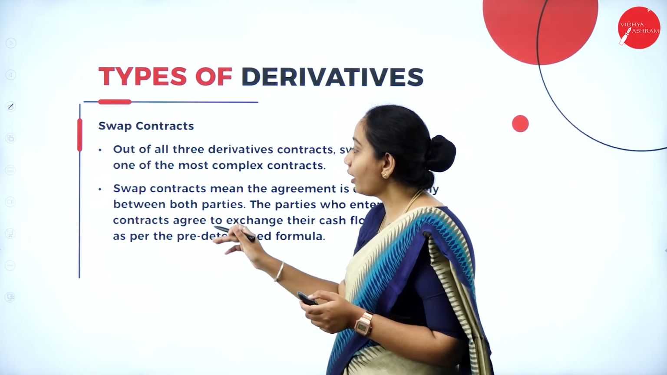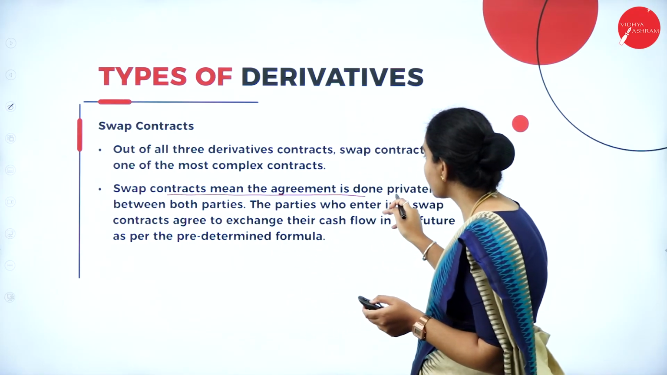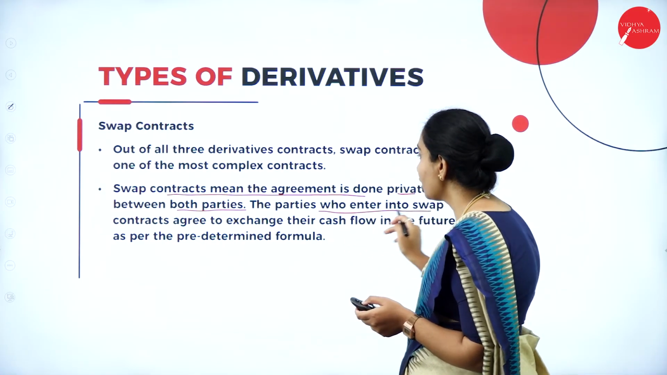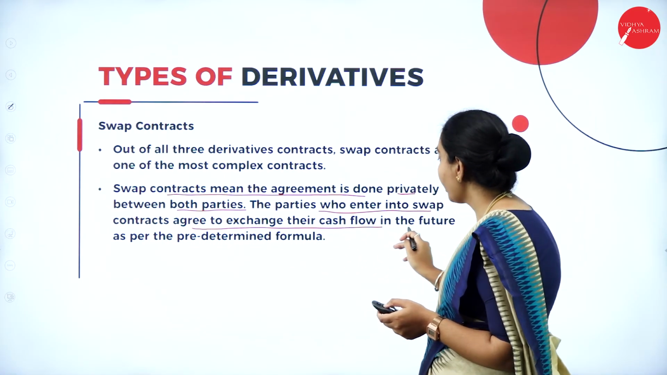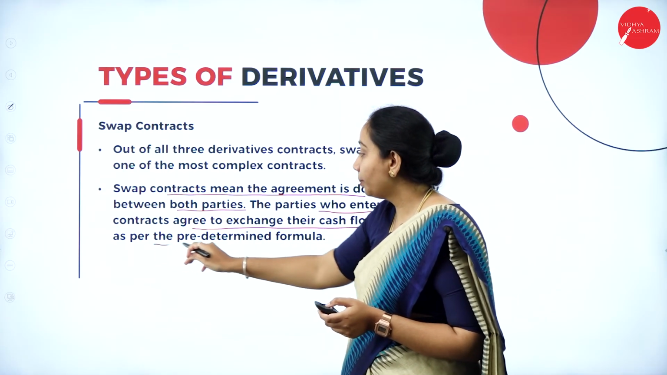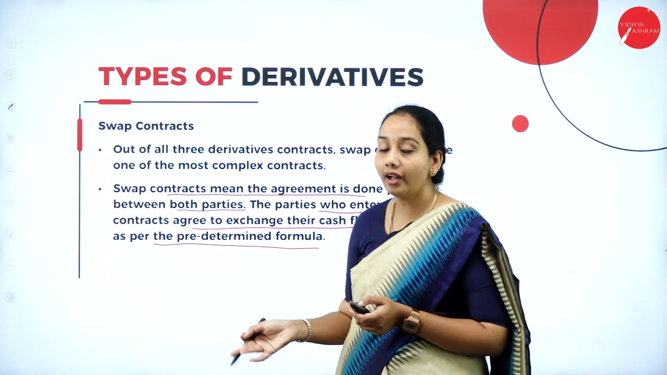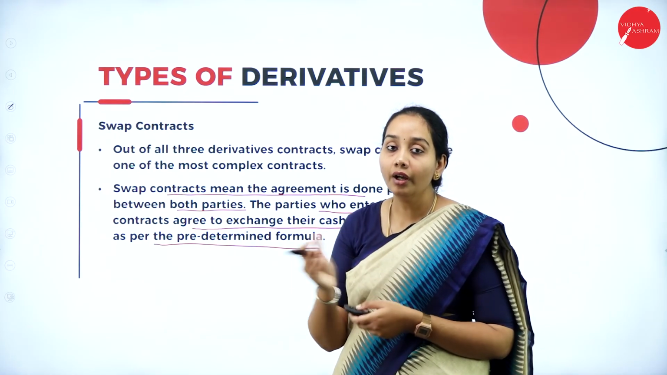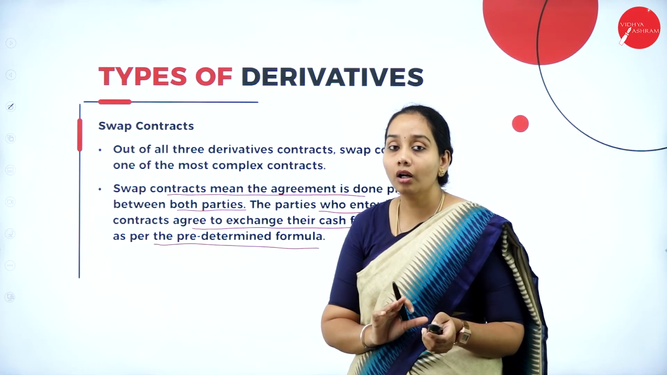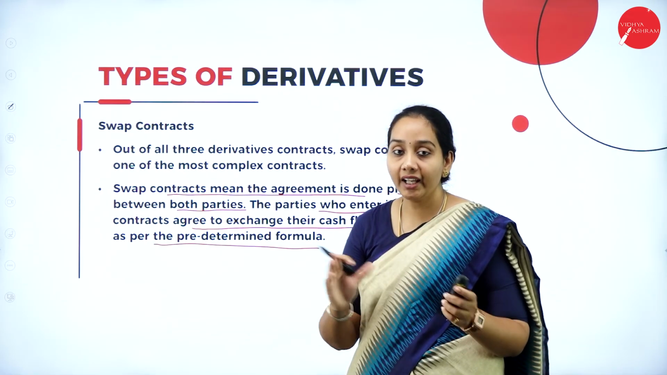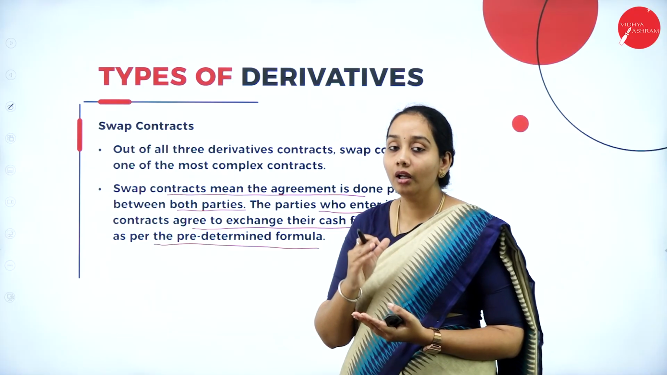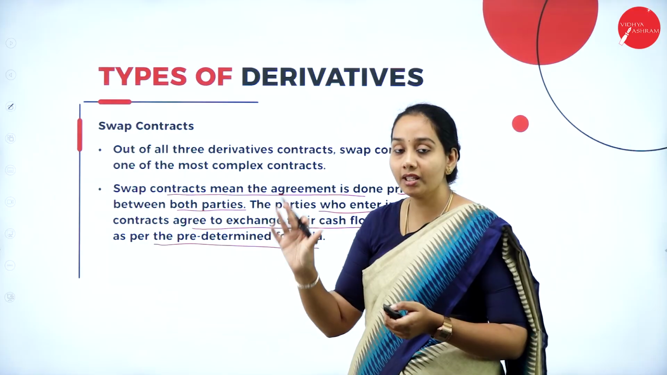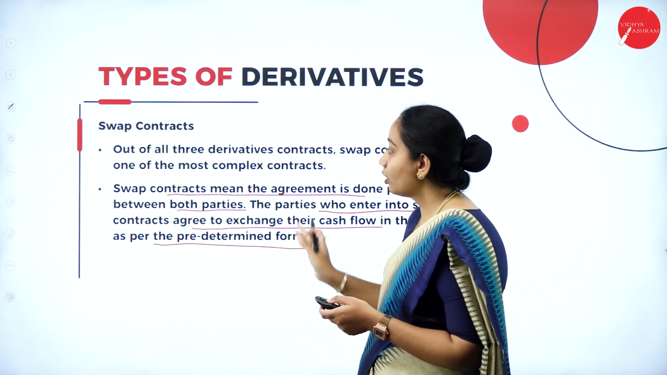Next is the swaps contract. A swap contract means the agreement is done privately between both parties. The parties who enter into swap contracts agree to exchange their cash flows in the future as per a predetermined formula. Based on that, they sell the products at the predetermined prices that have already been fixed between the two persons. So here there are no options for the buyer and the seller. Compulsorily, person A needs to sell the underlying asset to person B based on the agreement they have made. This is called a swap contract.